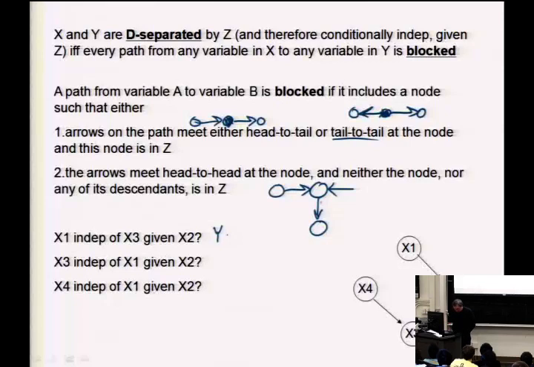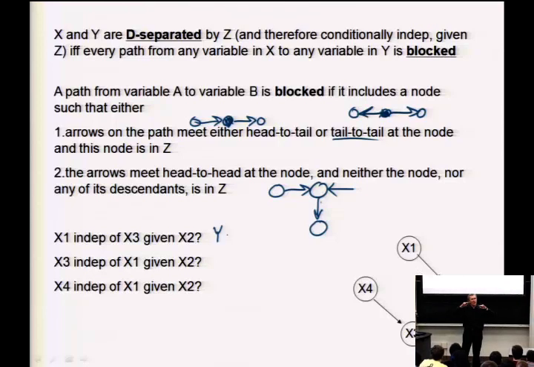What about the next one? Is x3 independent of x1 given x2? Yes, because conditional independence is symmetric. And you just told me that x1 is independent of x3, so of course x3 is independent of x1, given the same thing. What about this one? x4 independent of x1, given x2?